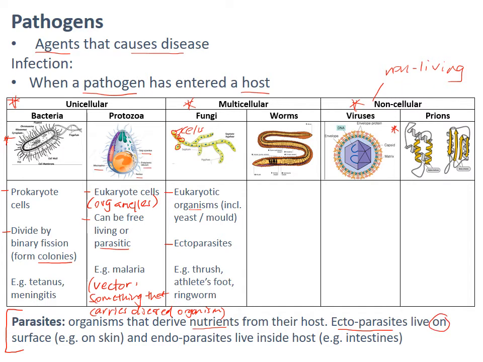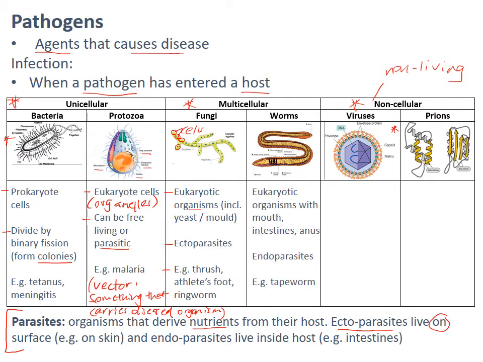And you can see here from the examples of diseases caused by fungi, things like thrush or athlete's foot or ringworm, so often things that affect the skin, because fungi are ectoparasites, they live on the surface, and when we said they get nutrients, the nutrients that they would take would be things like dead skin, and that's why they're often associated with skin conditions.